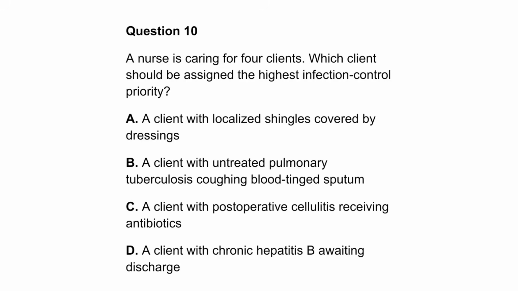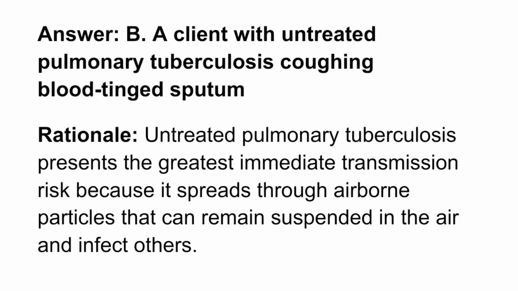A. A client with localized shingles covered by dressings. B. A client with untreated pulmonary tuberculosis coughing blood-tinged sputum. C. A client with postoperative cellulitis receiving antibiotics. D. A client with chronic hepatitis B awaiting discharge. Answer: B. A client with untreated pulmonary tuberculosis coughing blood-tinged sputum. Rationale: untreated pulmonary tuberculosis presents the greatest immediate transmission risk because it spreads through airborne particles that can remain suspended in the air and infect others.